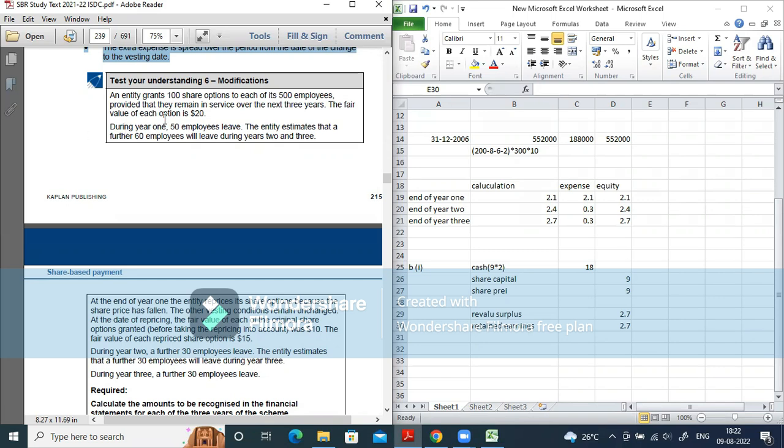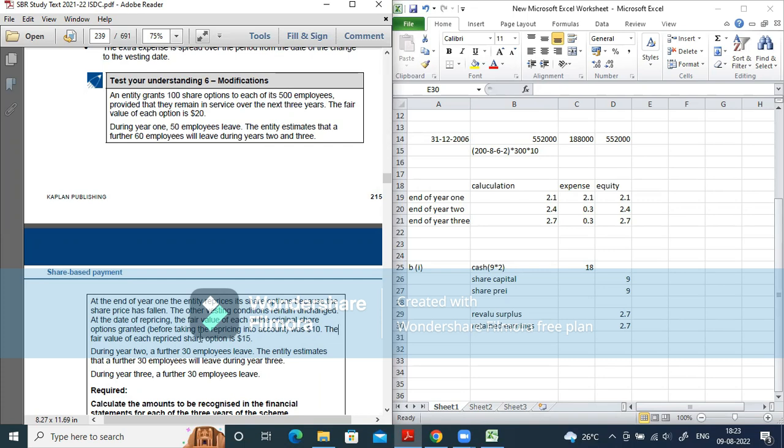Now, during year one, 50 employees leave. The entity estimates that a further 60 employees will leave during years 2 and 3. At the end of year one, the entity reprices, a very important point. At the end of year one, the entity reprices its share options because the share price has fallen. The other vesting conditions remain unchanged. At the day of repricing, the fair value of each of the original share options granted, before taking the repricing into account, was $10.